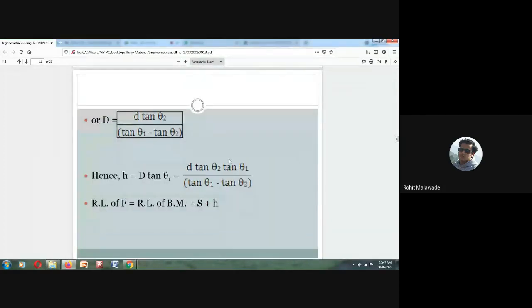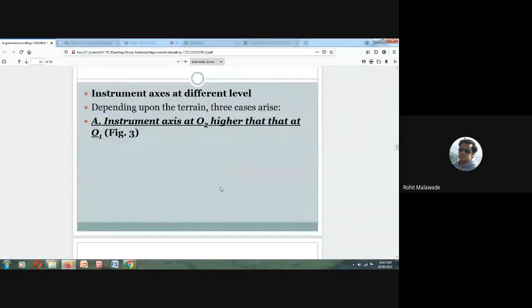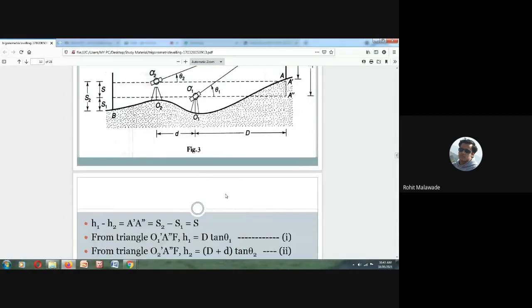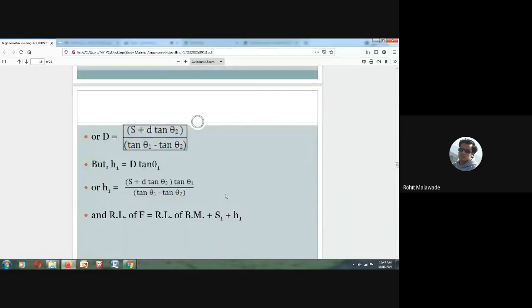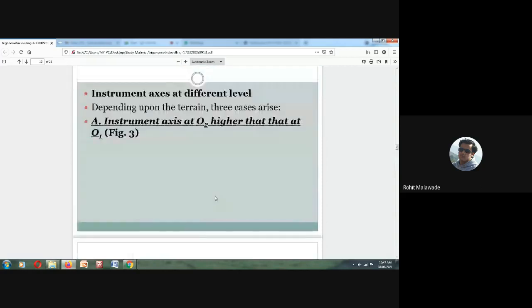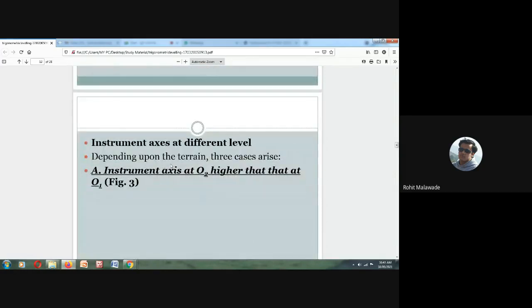We are just changing things so that we use two instrument stations. Now we will be solving one more problem, with the instrument axis at a different level.